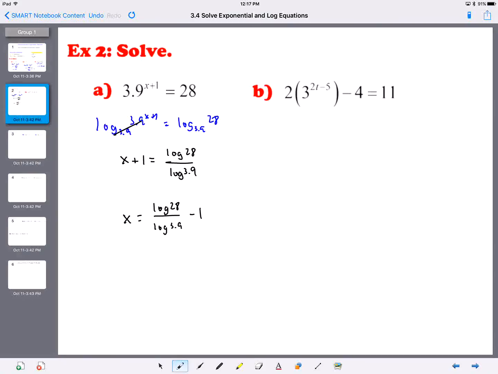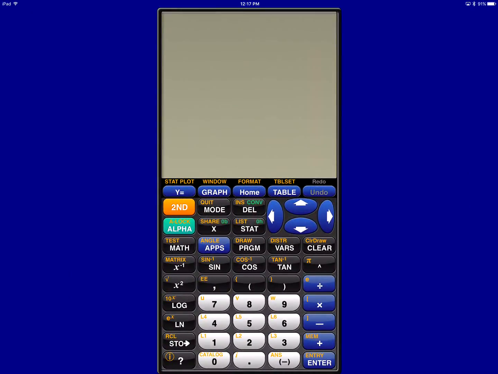Okay, so then you'll plug this into the calculator and see what we get here. So we got log of 28 divided by log of 3.9, and then we can take that value and subtract 1. So we get 1.448. We're going to be rounded to the nearest thousandth place.